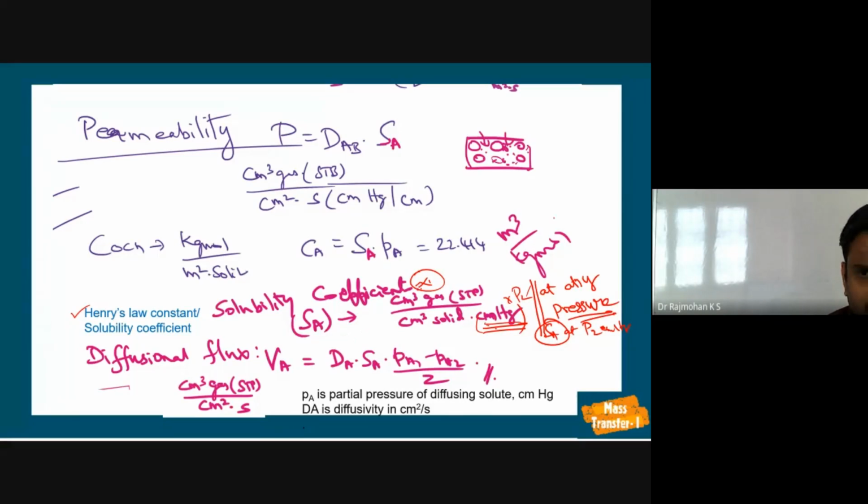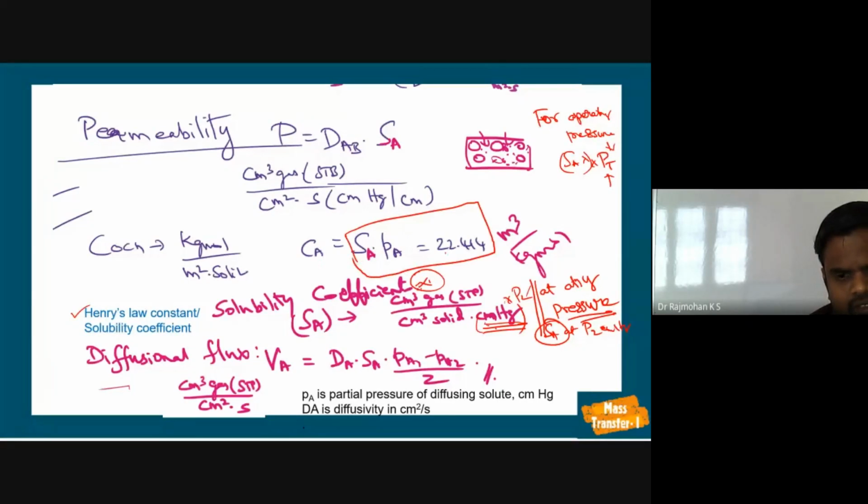So for operating pressure, this SA given value should be multiplied by total pressure, meaning operating pressure. Okay, so that the CM we have to substitute in centimeters of mercury, and the centimeter mercury will get cancelled. Then you have solubility coefficient of centimeter cube of gas contained per centimeter cube of solid. Okay, so this is solubility coefficient, and it is related to concentration as solubility coefficient into partial pressure gives us concentration. Okay, so this product is equal to this.